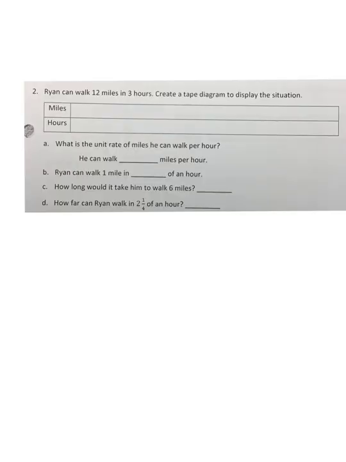So let's take a look at number 2. For this one, we have Ryan can walk 12 miles in 3 hours. So there's his rate, but we have to create a tape diagram this time. They gave us that our miles should be on top and hours should be at the bottom. Time, again, should always be a denominator, so in this case, it should always be your bottom row. Okay, so miles on top, hours at the bottom.